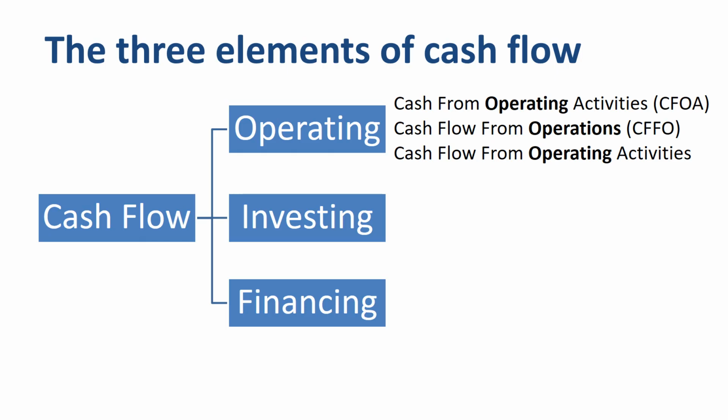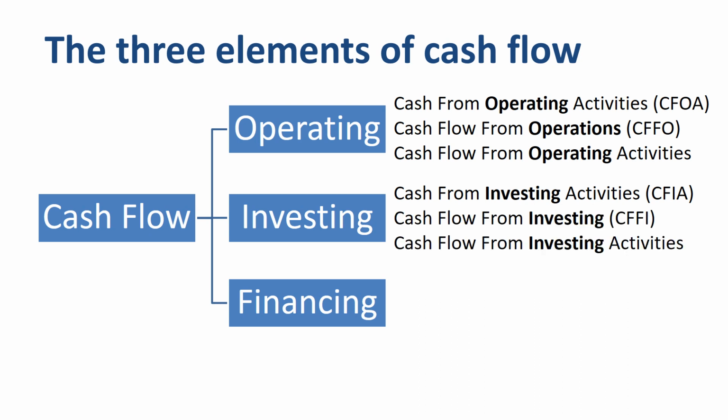The second section is often called cash from investing activities, or a variation on that wording. This is where capital expenditures, a cash outflow, acquisitions, a cash outflow, and divestments, a cash inflow, are recorded. Cash from investing activities tends to be a net cash outflow for most companies in most years.